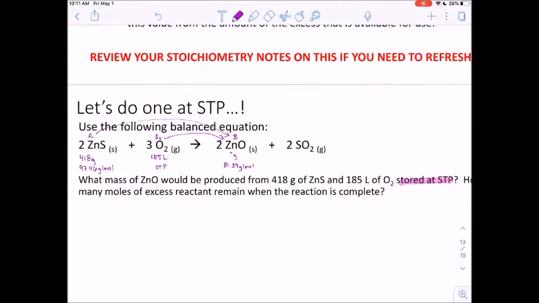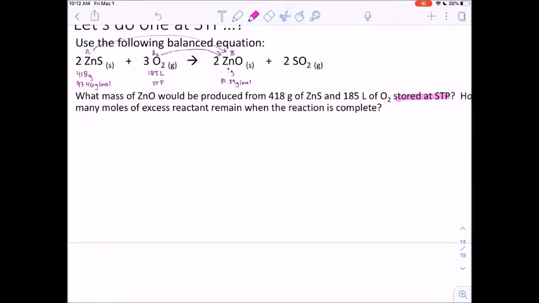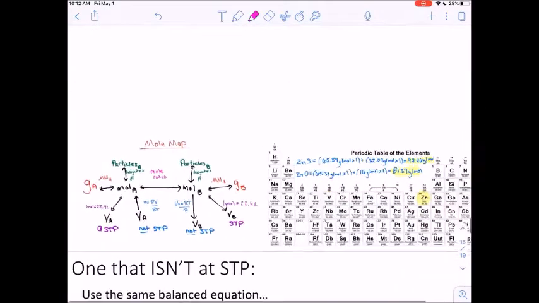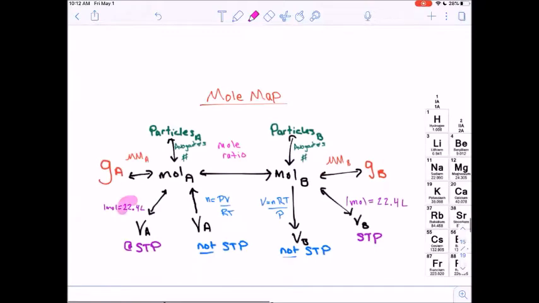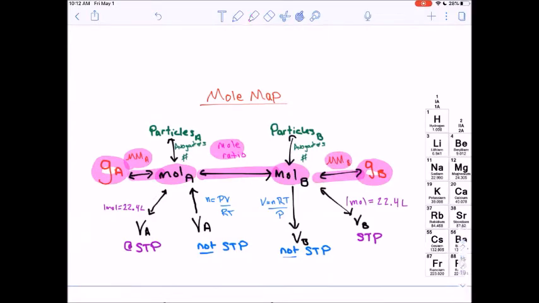So looking at this, I'm going from my A1, which is a mass, to my B, which is also a mass. So the path that I'm going to take for this one, I'm starting with grams, and I'm going to go to grams of B. So I'm going to follow using my molar mass to get to moles of A, my mole ratio to get to moles of B, and my molar mass of B to get to grams of B. So this doesn't involve volume at all. This one's just very simple molar mass conversions.